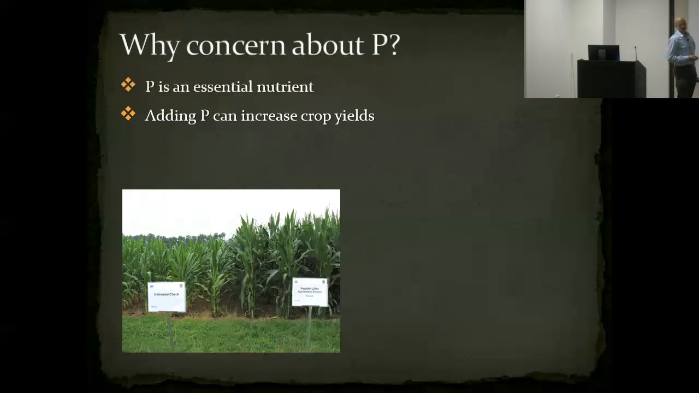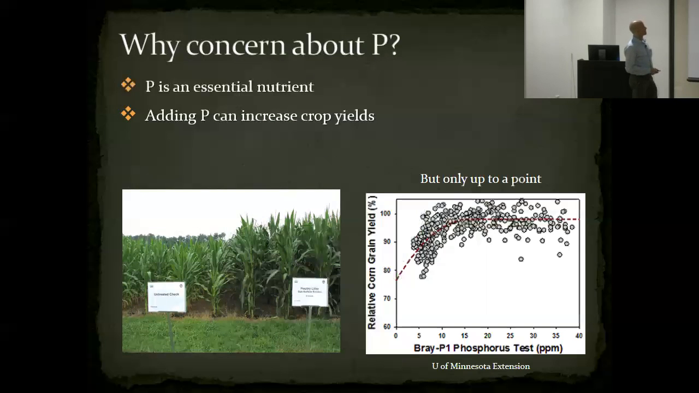All right, so why do we care about phosphorus? I'm sure that I'm just preaching to the choir here, but just in case, phosphorus is an essential element. And thus, when we apply phosphorus to phosphorus deficient ecosystems, we see increases in crop productivity, crop yield. But this is only valid up to a point.